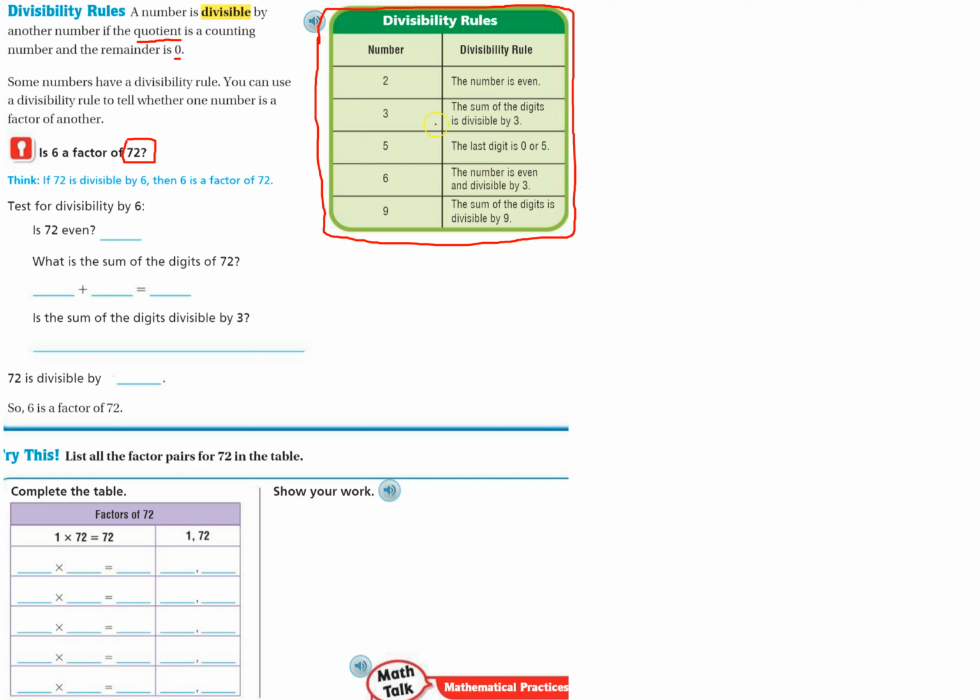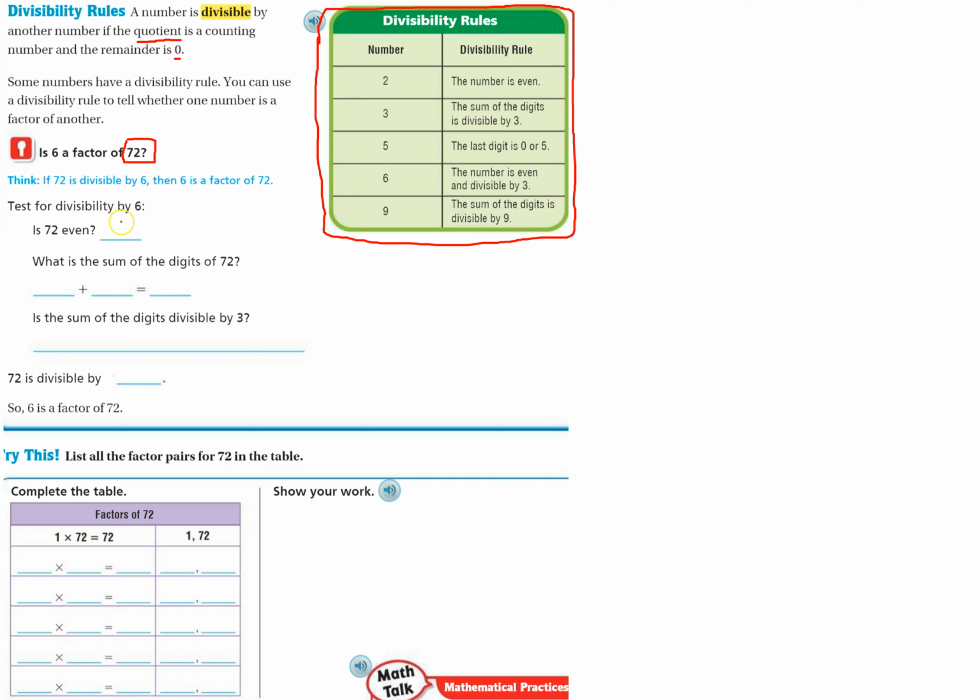Well, let's look at the rule for 3. The sum of the digits is divisible by 3. So you take any number and add the digits, so in this case 7 and 2. 7 plus 2 is 9. Can 3 go into 9? Yes. So I know that 6 will go into 72 based on this divisibility rule.